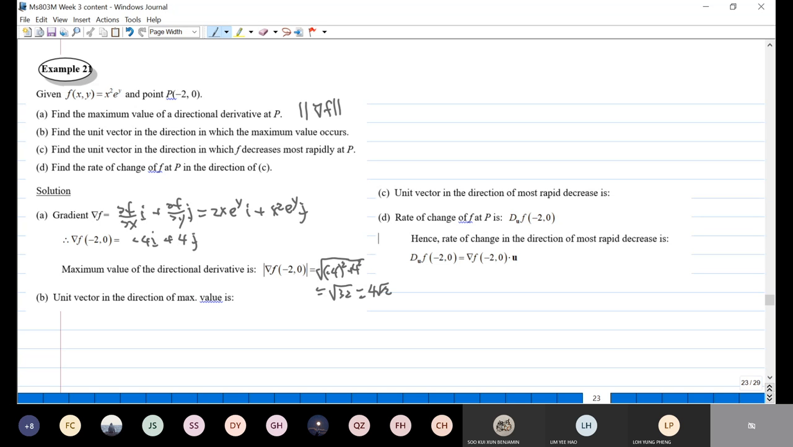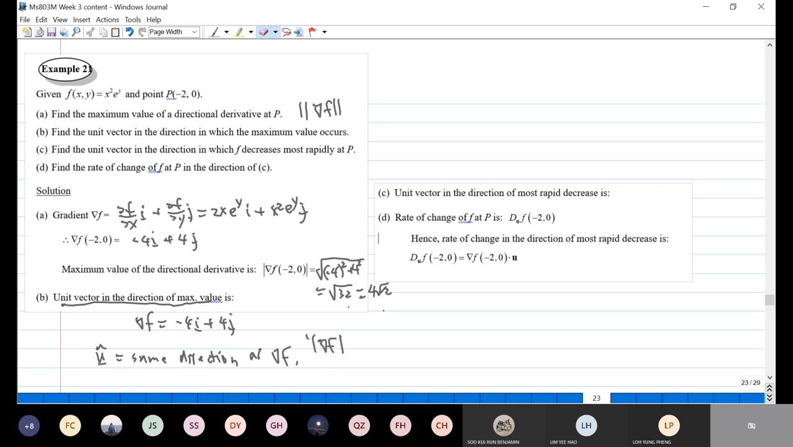It's the same direction as the gradient. The gradient is actually -4i plus 4j. You want the same direction where the maximum rate of change is. So the unit vector u is the same direction as the gradient of f. For a unit vector, it must be this thing, the gradient of f, over the length of the gradient.